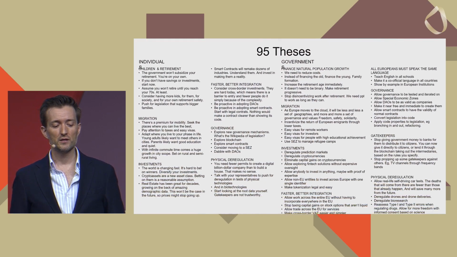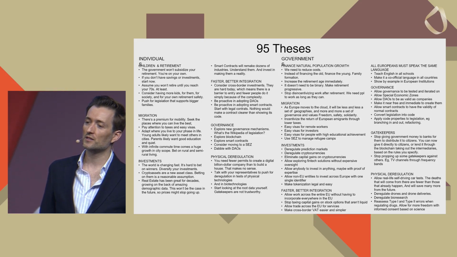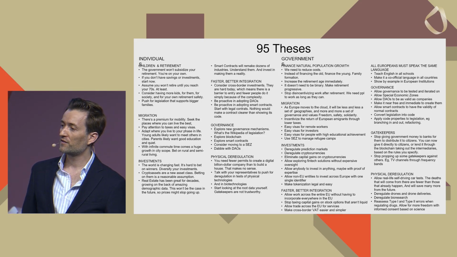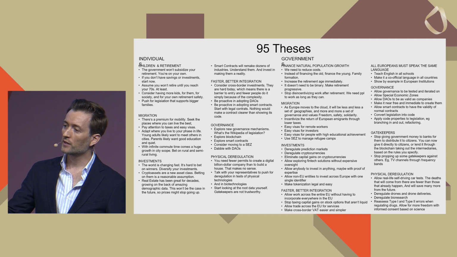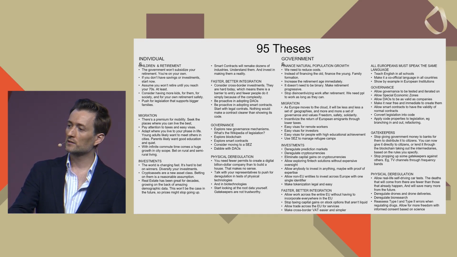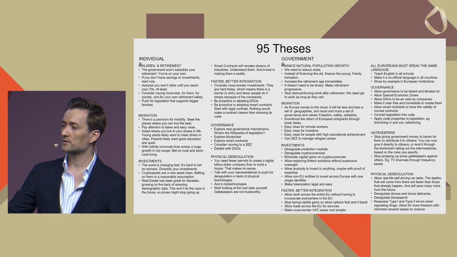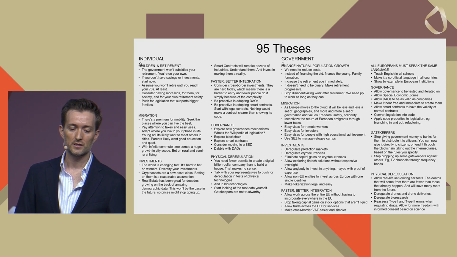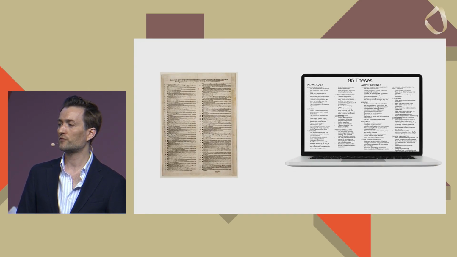And so all of these are like the 95 Theses of Martin Luther 500 years ago that marked the movement from one political system to another political system. And so we need these 95 Theses for the 21st century to move from nation states to the future governance systems.